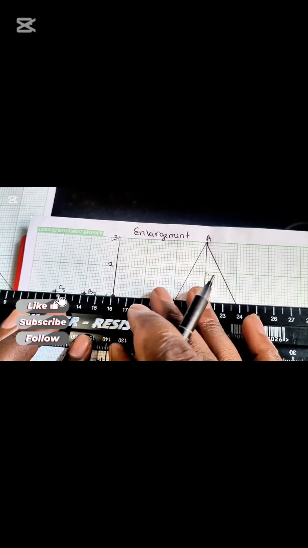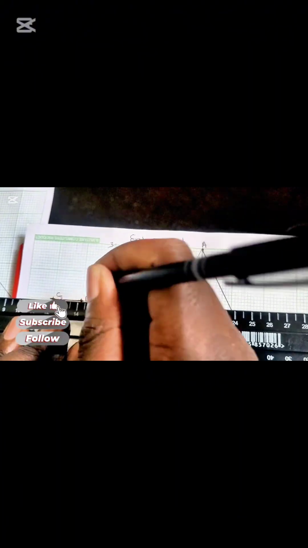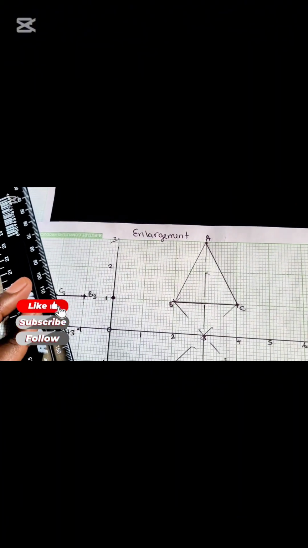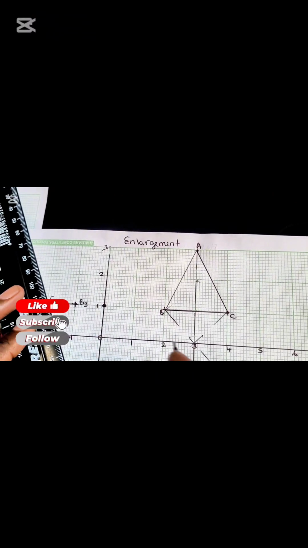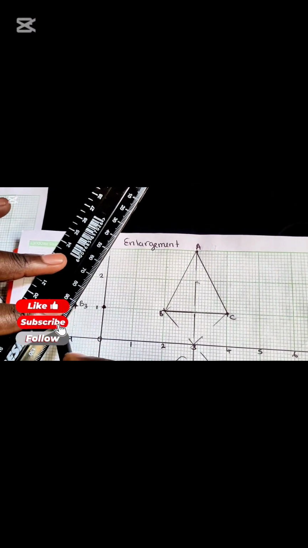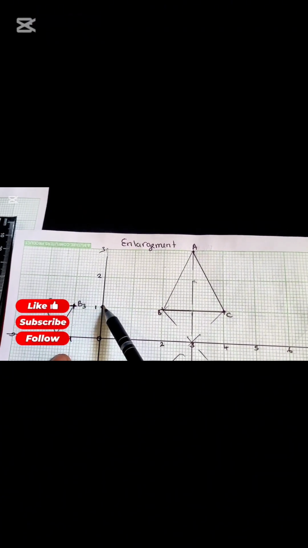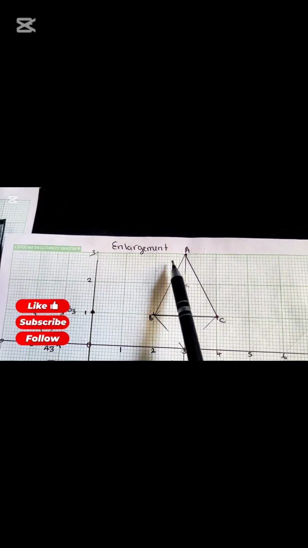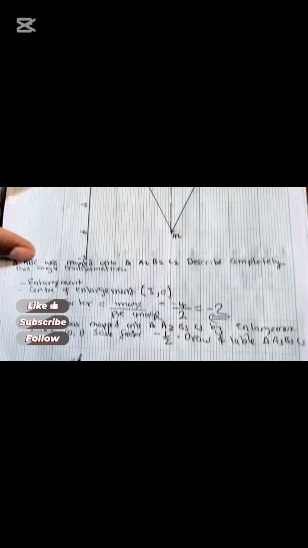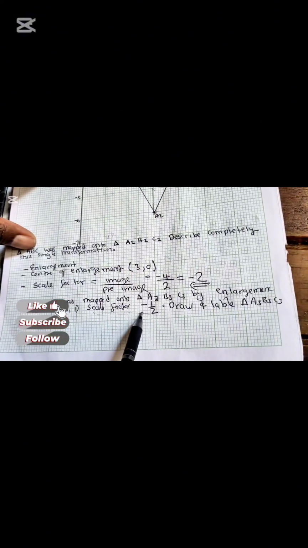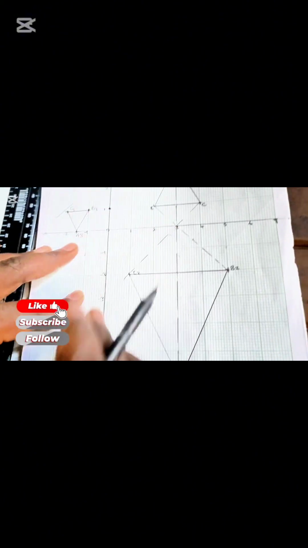Always remember, if the scale factor is half or minus half, we're expecting to get something which is smaller than the pre-image. So right here, that's triangle A3, B3, C3, transformed by enlargement, and we are given that the center was 0, 1 and the scale factor was minus half. We just take every point to the center, then multiply the number of boxes with the scale factor, which is minus half. So we end up with this little triangle.